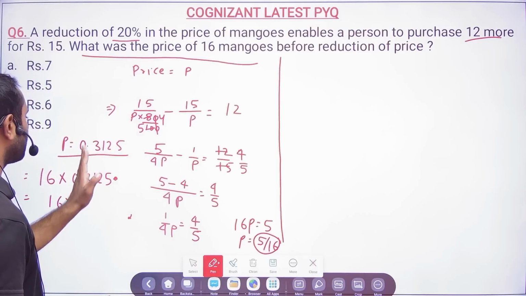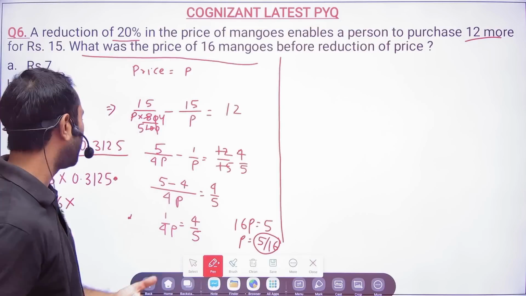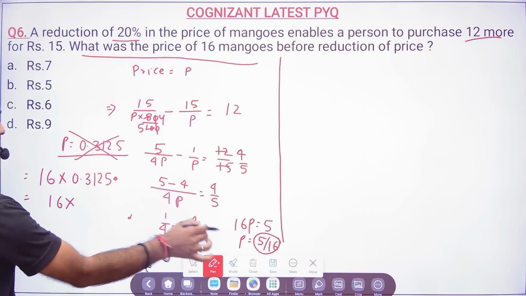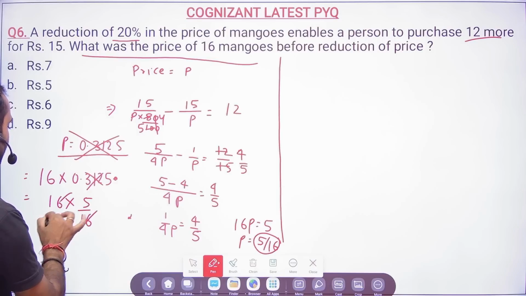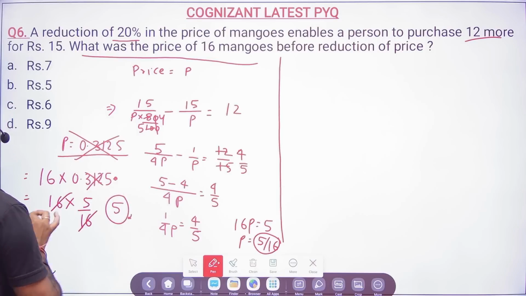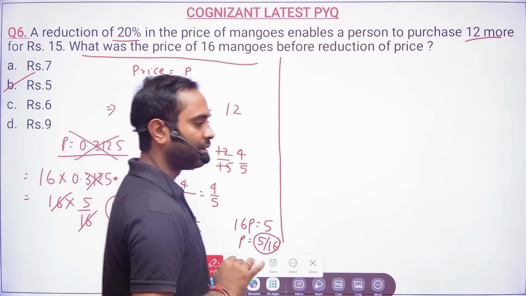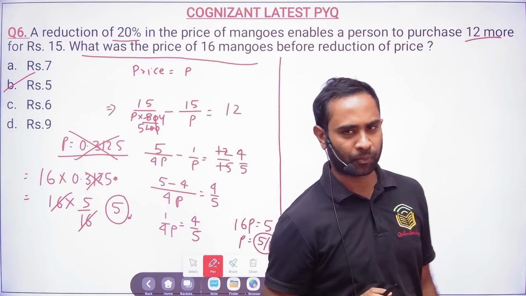You do not have to divide this. After dividing, what you will get? This value is not required. That is nothing but 5 by 16. 16 and 16 cancelled. 5 is the correct answer. So option B will become the correct answer for this particular problem.